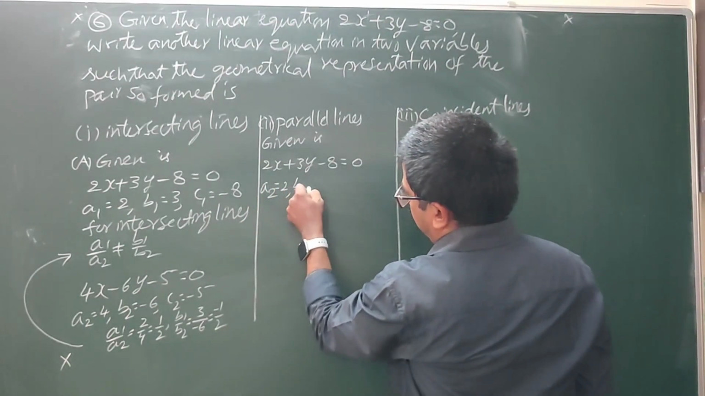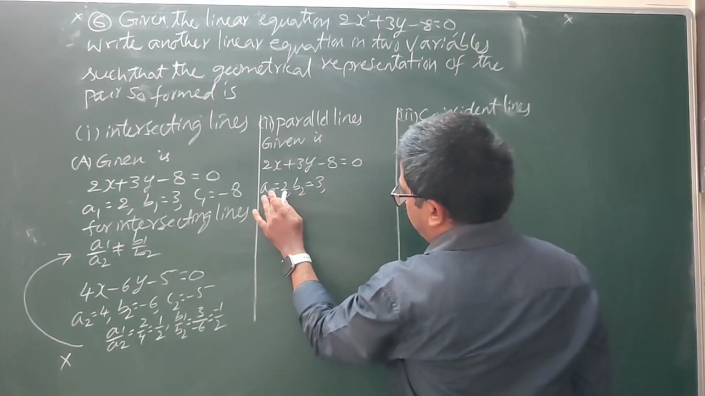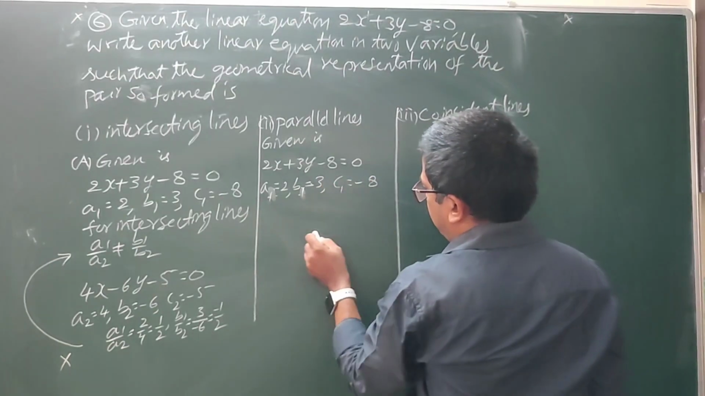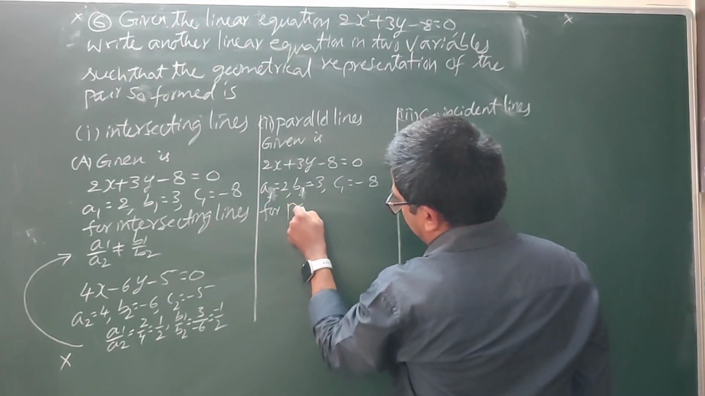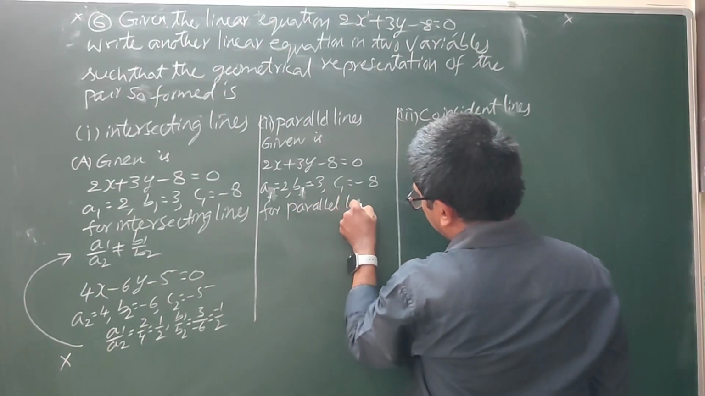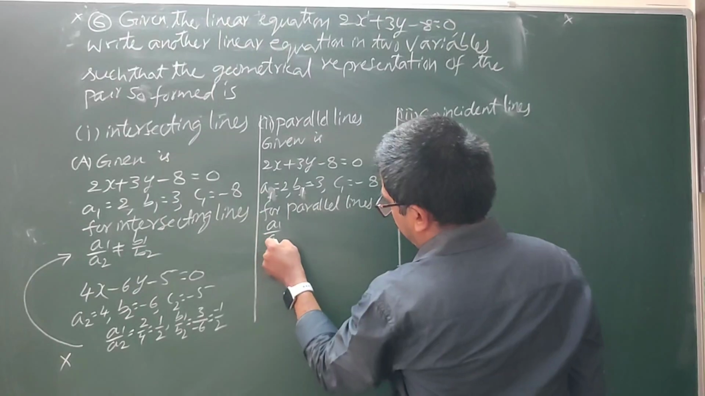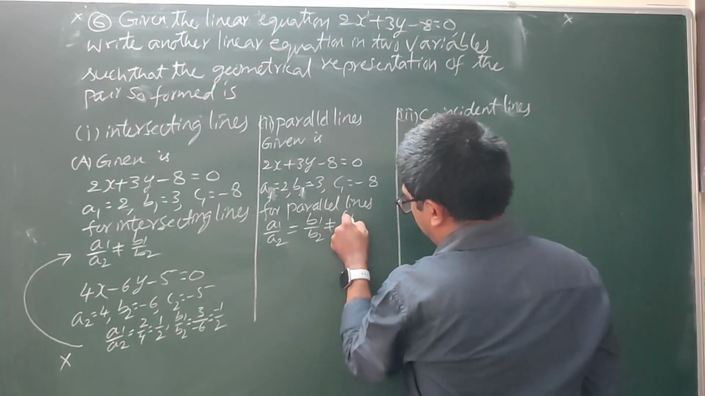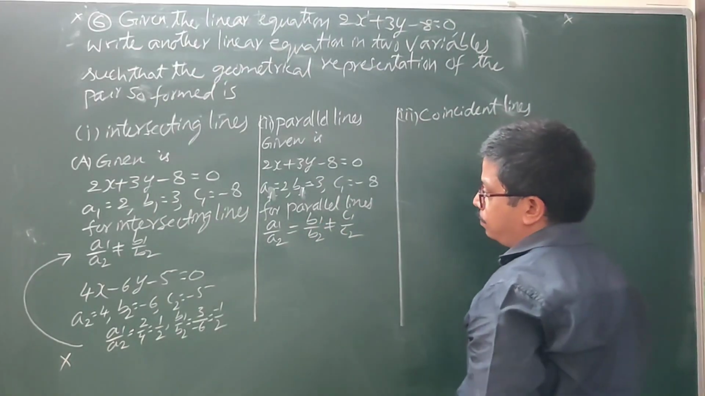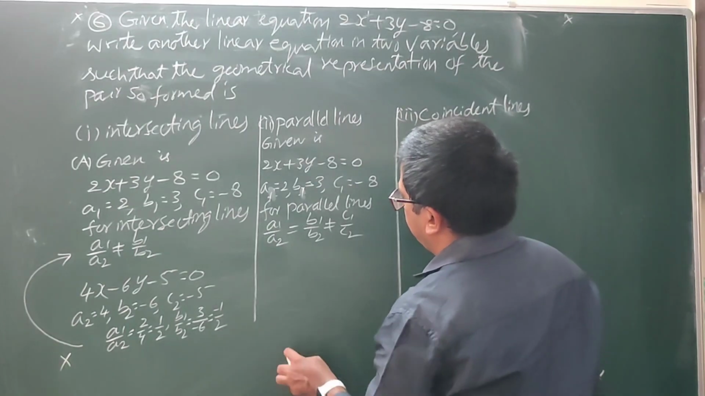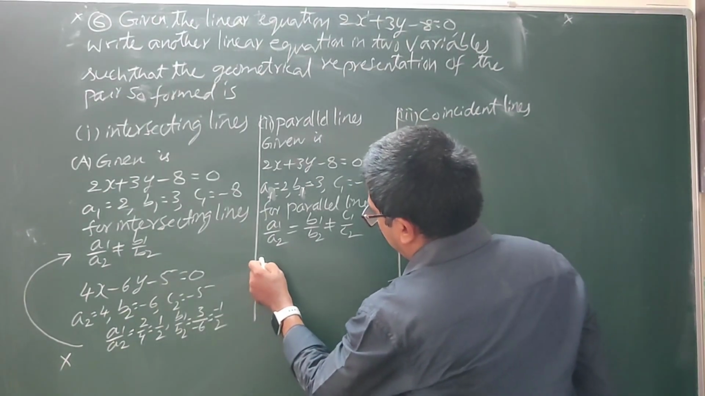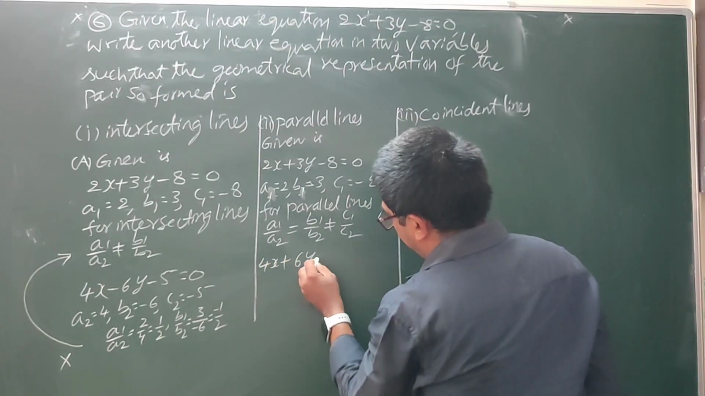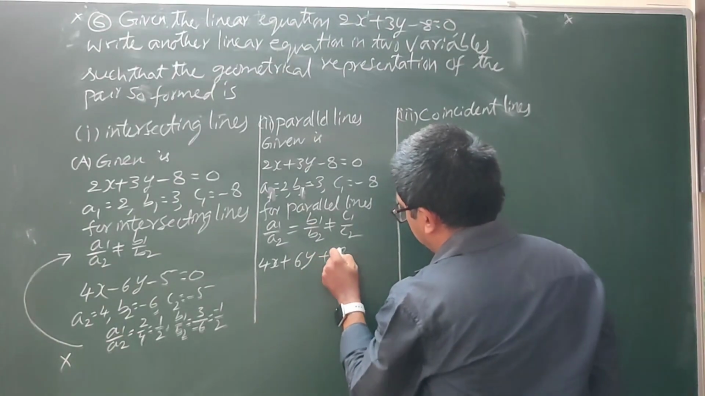a2 equal to 2, b2 equal to 3, a1 equal to 2, b1 equal to 3, c1 equal to minus 8 for parallel lines. a1 by a2 equal to b1 by b2 not equal to c1 by c2. So simply I am going to write 4x plus 6y plus 8 equal to 0.